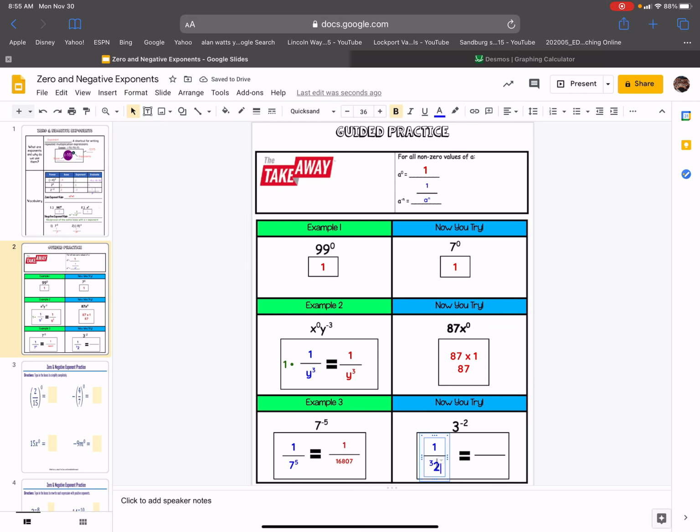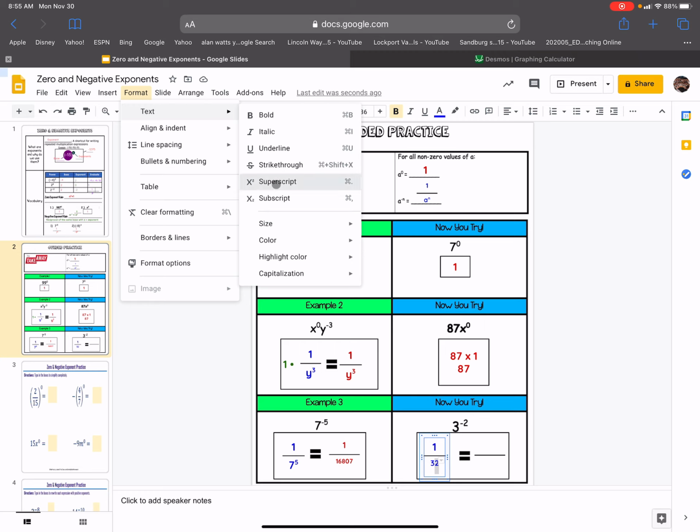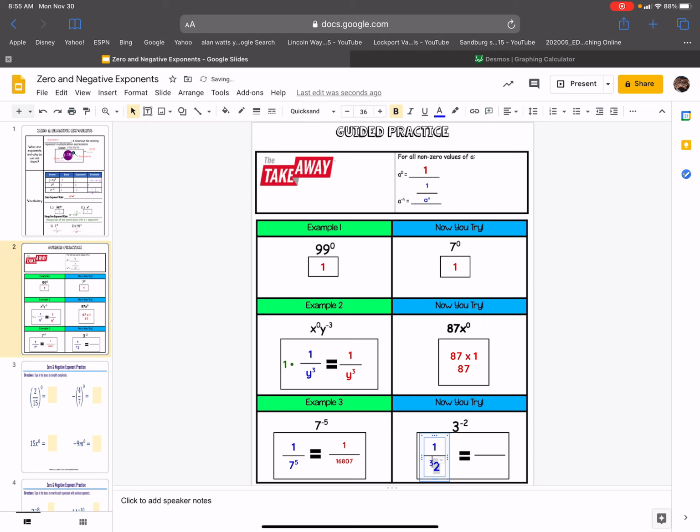That's interesting. Let's try this again. 3 to the second. I'm going to highlight it. Sorry, I know it's so funny doing these online, but you'll get used to it. So highlight it, insert, format, text, subscript.